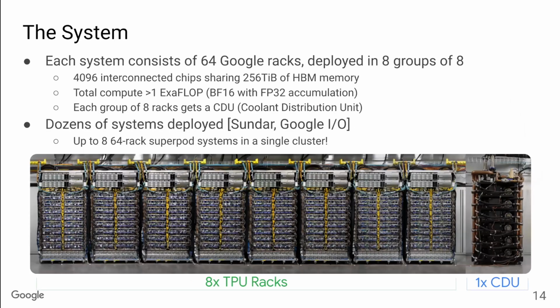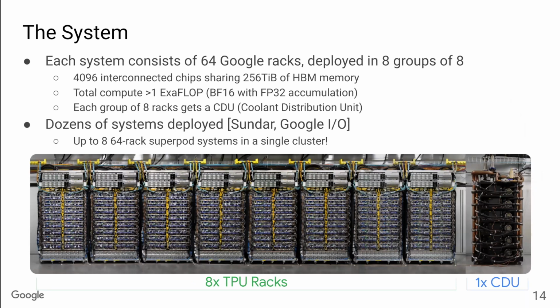This is the entire system. The system we call a pod, and it consists of 64 Google racks deployed in 8 groups of 8. So there's 8 by 8 racks of 64 chips for a total of 4,096 interconnected chips without touching the data center network.